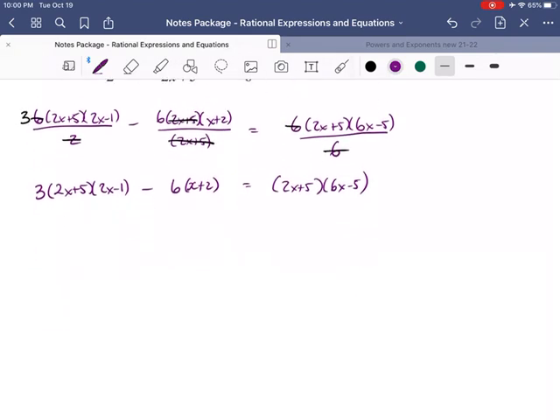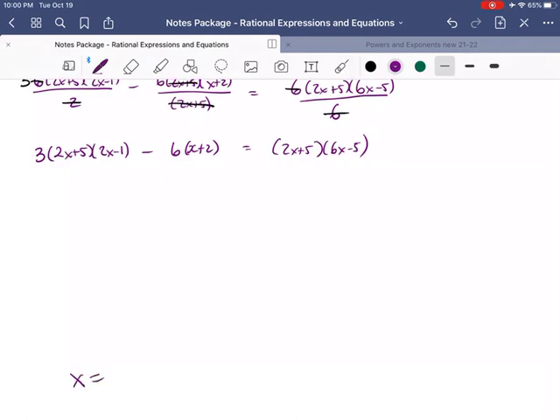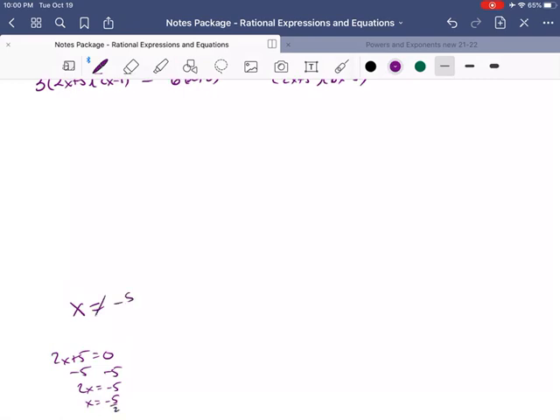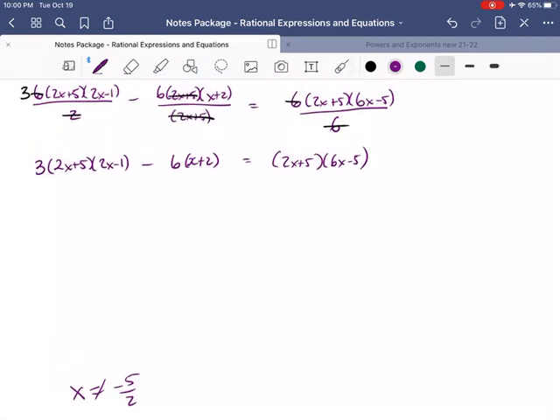So x cannot equal, so 2x plus 5, so negative 5 over 2 is what we cannot have as our non-permissible value. All right, so back to the question. Let's do some expansion and figure out what we got. So if you eventually expand all this, you will get, well, why don't we just do it? So we're going to expand everything.